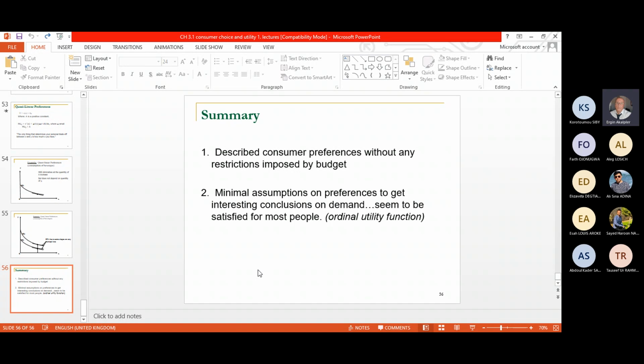And I want to make sure that you understand before going further. I hope you understand what I mean. And second, the minimal assumptions on preferences needed to get interesting conclusions on demand seem to be satisfied for most people. The ordinary utility function, of course, we are talking about. I stop here. As I said, I will make some mathematical differentiation examples for you next lecture, and I will bring some exercises step by step more clearly to let you understand what I meant and what I am doing. Then you will probably understand better.